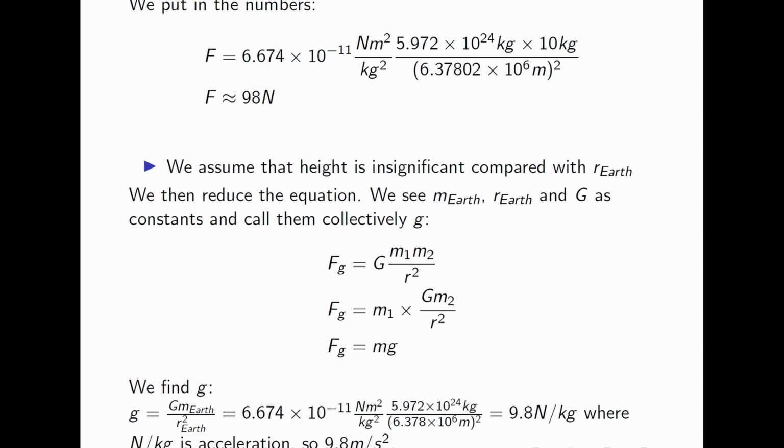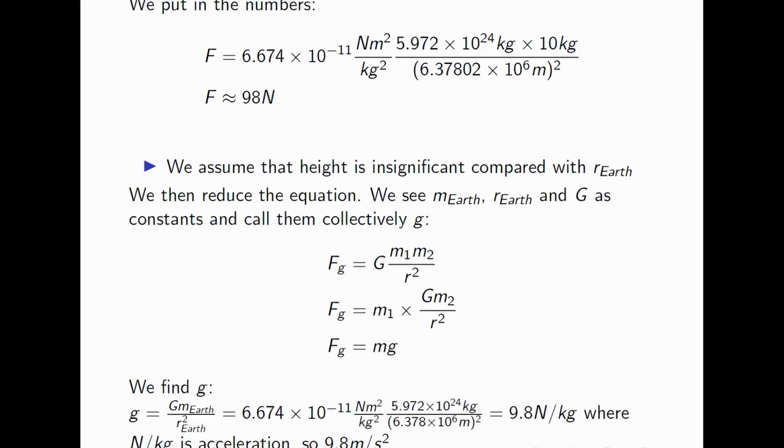So we see that M Earth, R Earth, and G as constants, and we will collectively call them g. So again, we put in the universal law of gravity. Fg equals big G times M1, M2 divided by R squared. So we pull all of that up, we call the constants. In this case here, I'm calling M2 the mass of the Earth.